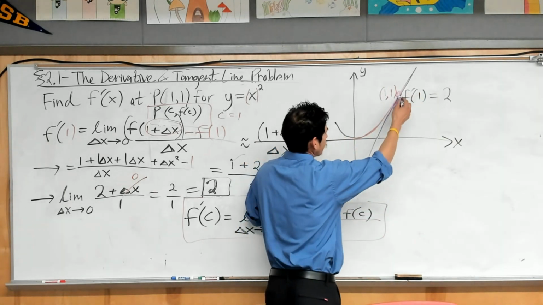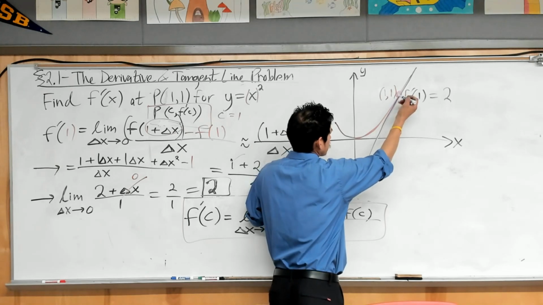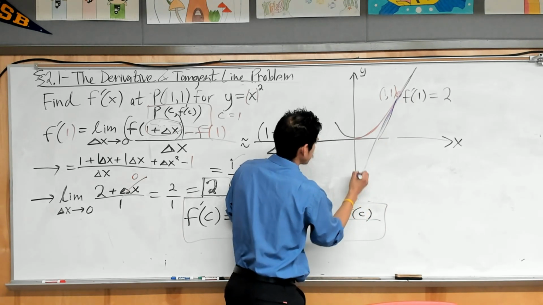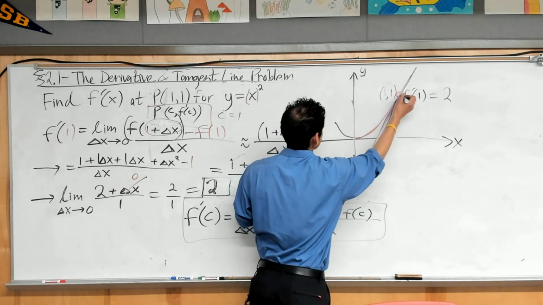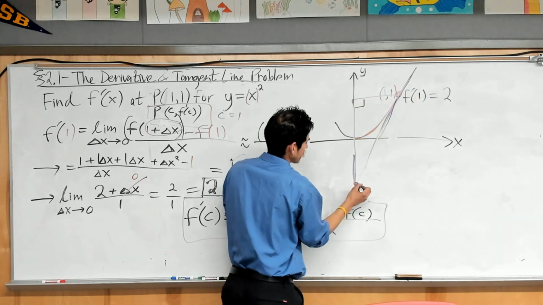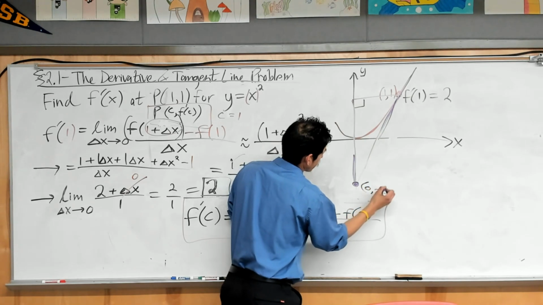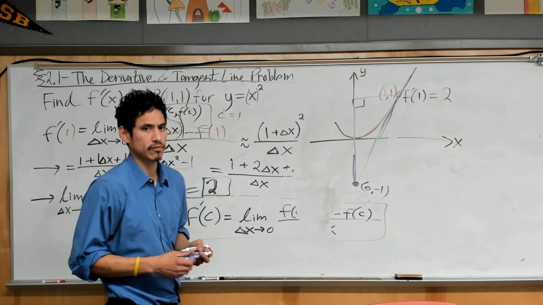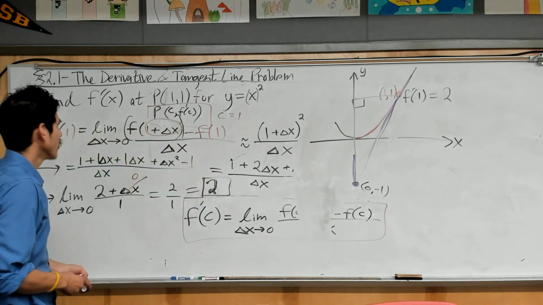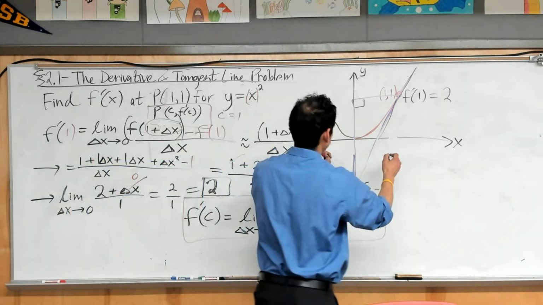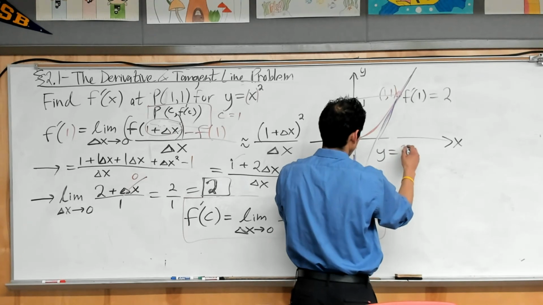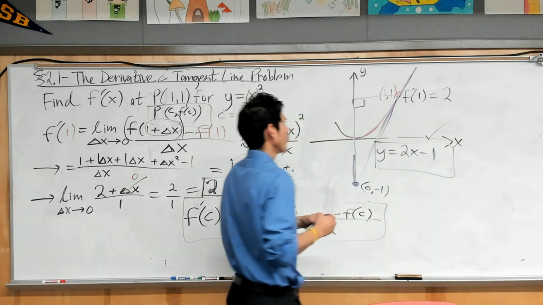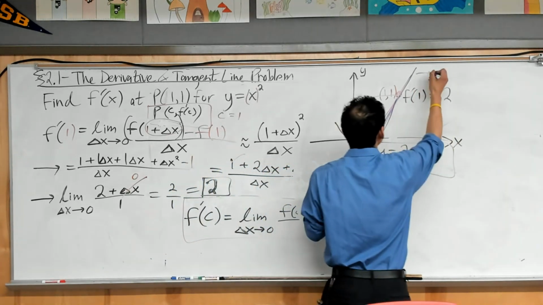So that would be going up 2 to the right 1. If you were to actually graph it more completely, this would intersect at 0, negative 1. That's what that tangent line would look like, drawn perfectly. So this is y equals 2x minus 1, and the purple line is tangent.